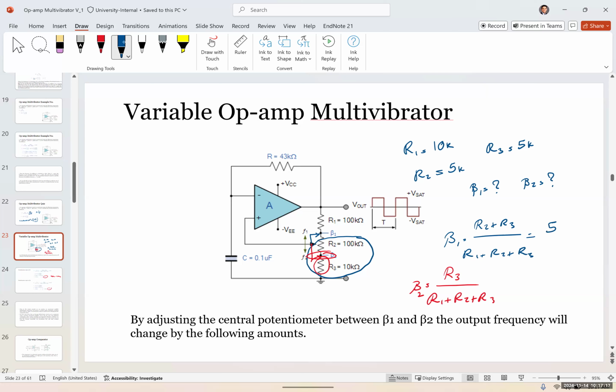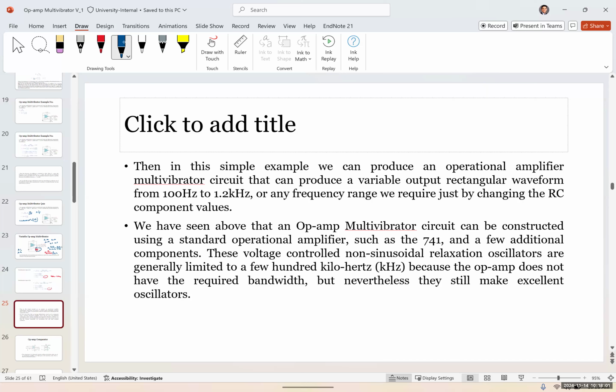In this simple example, we can produce an operational amplifier multivibrator circuit that can produce a variable output rectangular waveform from 100 hertz to 1.2 kilohertz. For any frequency range we require, we just change the RC component values. We have seen above that an op-amp multivibrator circuit can be constructed using a standard operational amplifier, such as a 741, and a few additional components.